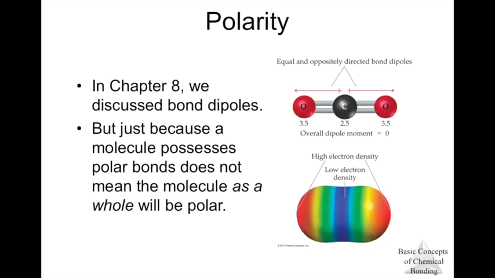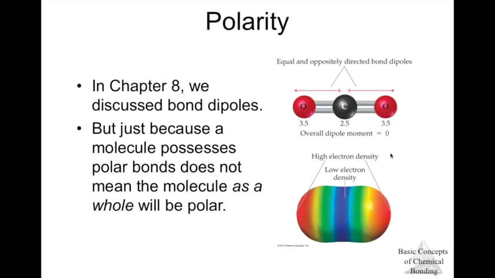In Chapter 8, we talked about bond dipoles and how to determine if a certain molecule were polar, but just because a molecule has polar bonds does not mean the whole molecule is necessarily polar, right? So if you look at this guy here, this would be considered a polar bond, right? Because the oxygen is going to be pulling the electrons a little closer to it, and you see that down here.